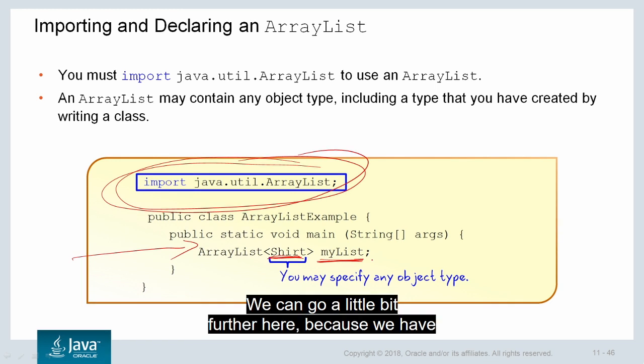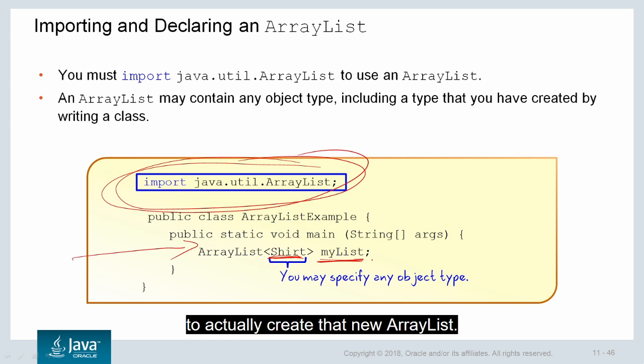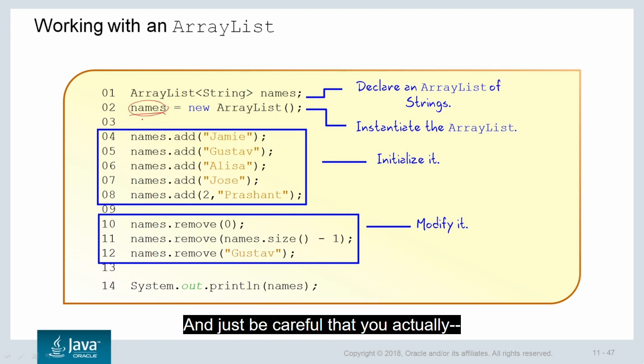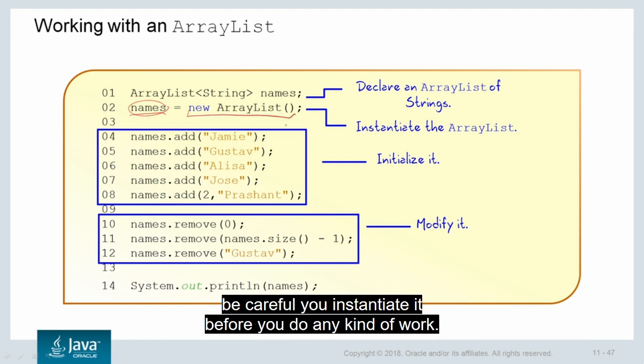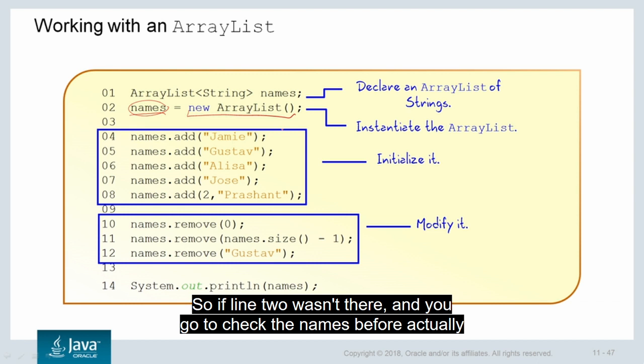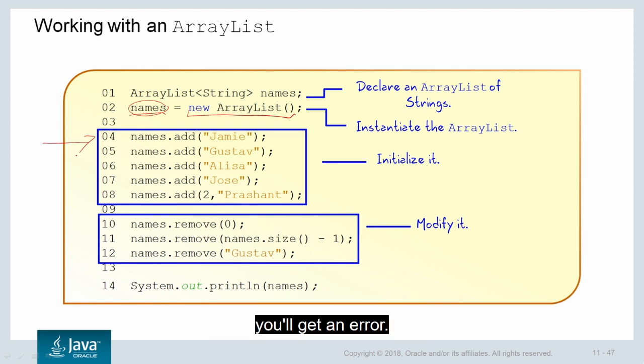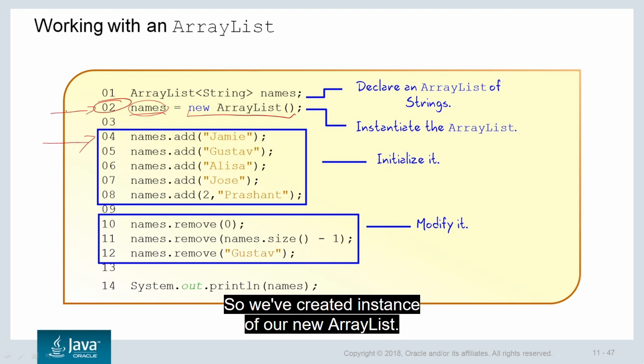We can go a little bit further here because we have to actually create that new array list, and that's shown in the next example, done on two lines, which can be done with primitives. You can also take this approach with objects. Just be careful that you instantiate it before you do any kind of work. If line 2 wasn't there and you went to check the names before actually allocating memory, or bringing that array list into existence, you'd get an error. Thankfully, we do have line 2 here, so we've created an instance of our new array list.